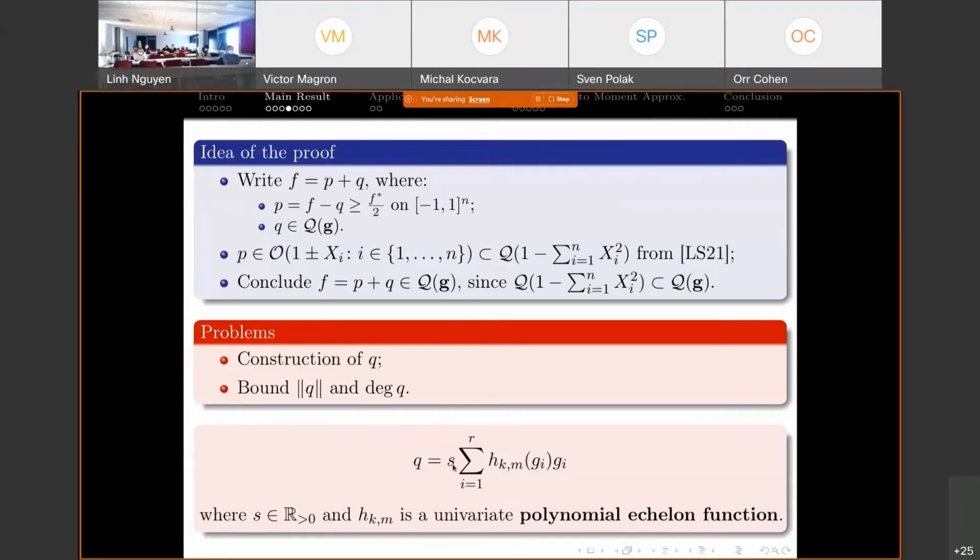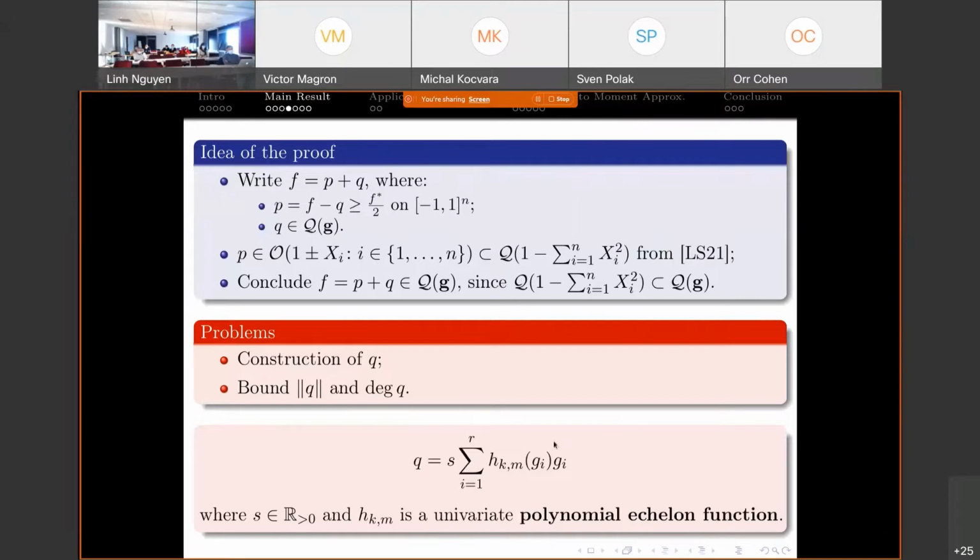We say that it is equal to a constant S times the sum of H of GI times GI, where H is a univariate polynomial echelon function. I will explain the details in the next slide. Let me remark the difference.